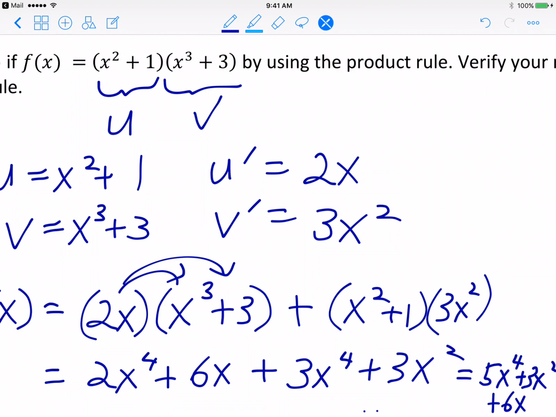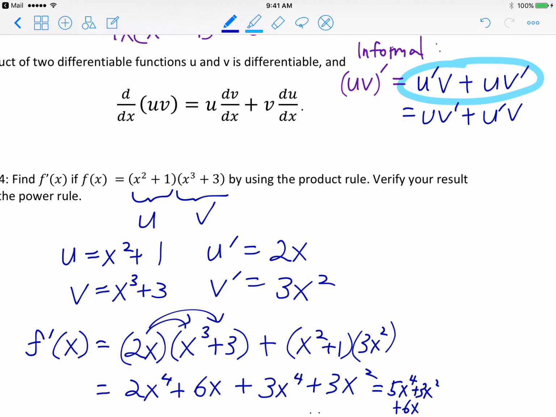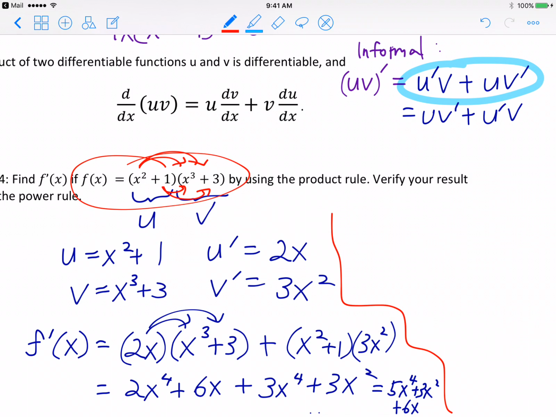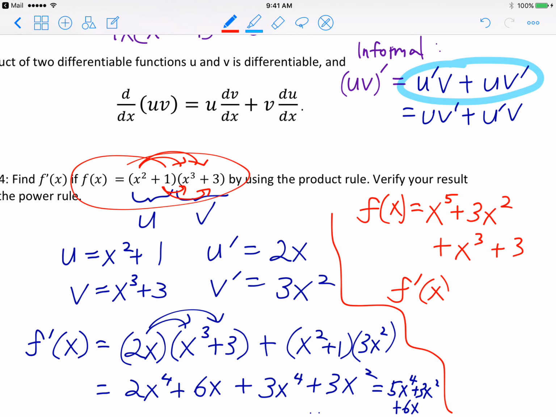Also, something that's interesting to me: you did not have to use the product rule to find the derivative of this, because you could have multiplied the two factors to simplify them first, before proceeding to differentiate. By doing so, you would have gotten x to the fifth power plus 3x squared plus x to the third power plus 3. And to find the derivative of that, just use the combination of the power rule, the constant multiple rule, and the derivative of a constant.